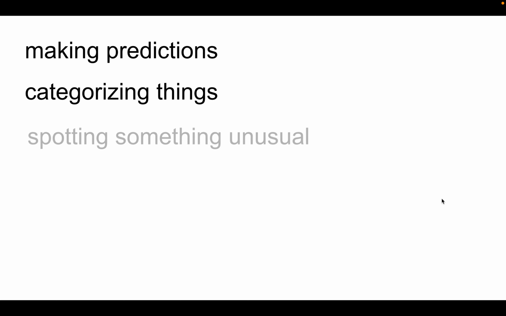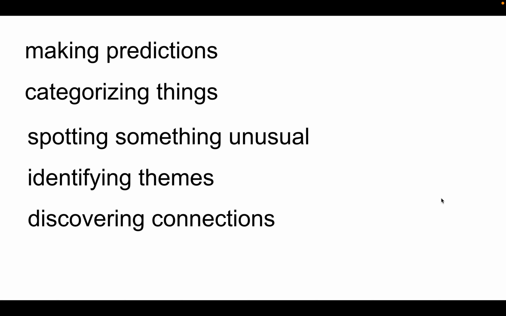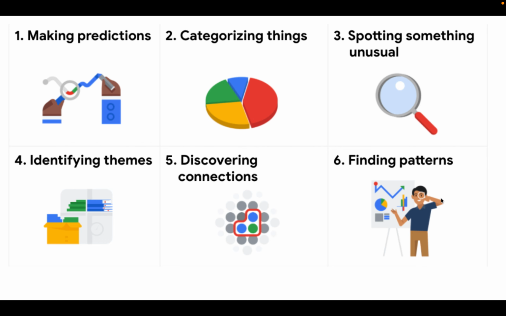Categorize things. Spotting something unusual. Identifying themes. Discovering connections. Finding patterns. All right. Google made a very descriptive picture about these terms in the reading part, which is very useful, so I posted. Sometimes a picture speaks more than words. Every time I read something, I just cannot understand those technical words, but if you give me a picture, oh, suddenly I got it.